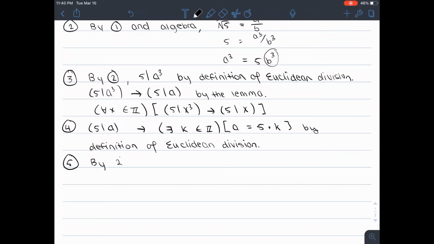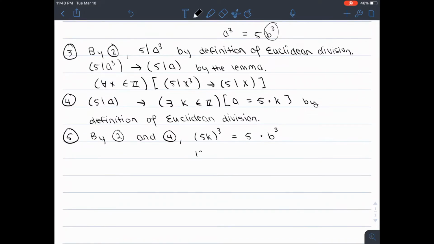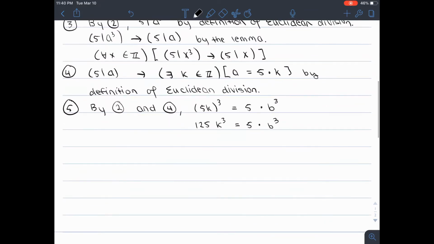So by steps 2 and 4, we substitute some values to get (5k) cubed is equal to 5 times b cubed. 5k being A, of course, and we're plugging it into A. So this gives us 125k cubed is equal to 5 times b cubed. Solving for b, we get that 25k cubed is equal to b cubed, and thus b cubed can be written as 5 times 5k cubed.